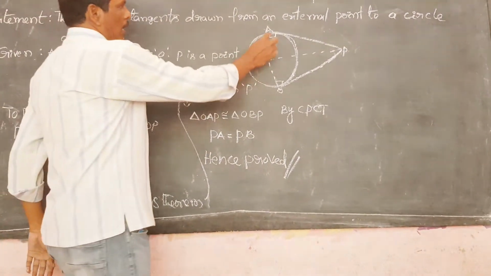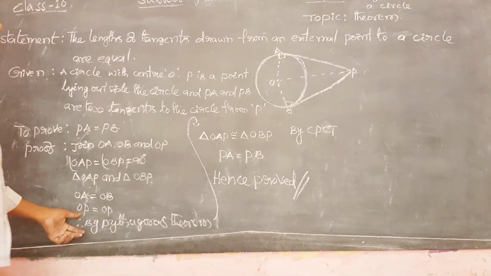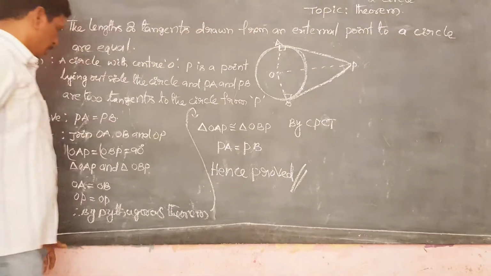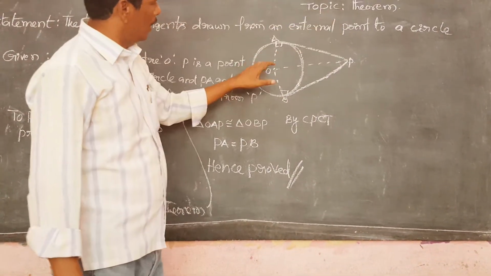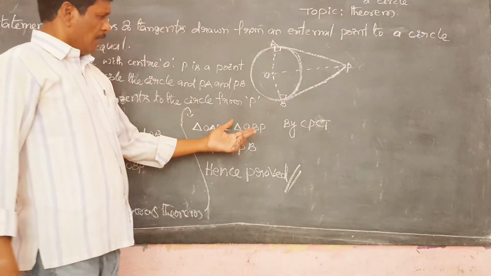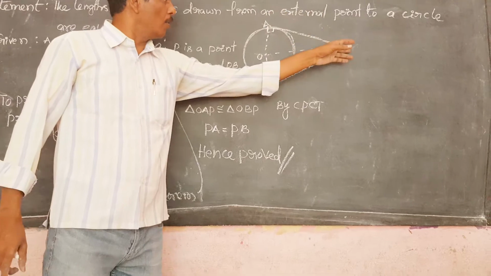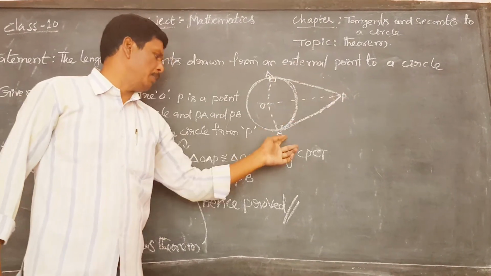Suppose OA equals OB, and OP equals OP is the common side. By Pythagoras rule, triangle OAP and triangle OBP are congruent triangles. By CPCT, AP equals PB, or PA equals PB. Hence proved.